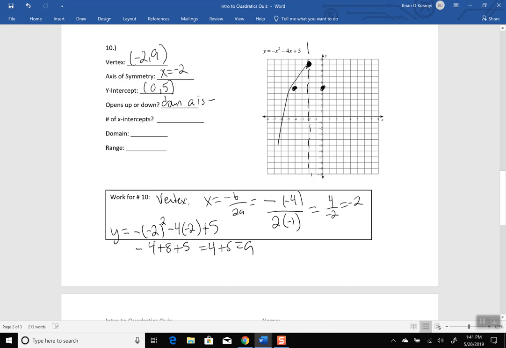And the number of x-intercepts, I know that this goes down and it goes through my points. It's going to hit the x-axis twice, so there's going to be 2 x-intercepts. And again, because this is going to be going to the left forever, that's going to be going to the right forever. My domain is negative infinity to infinity. And my range goes all the way down, up to that high point of 9, including.